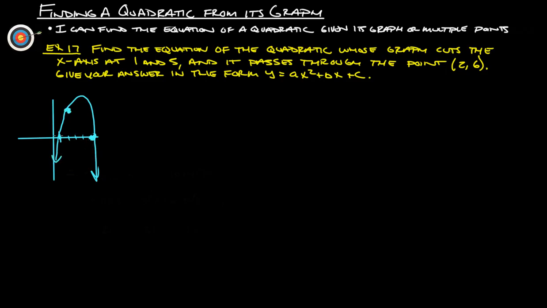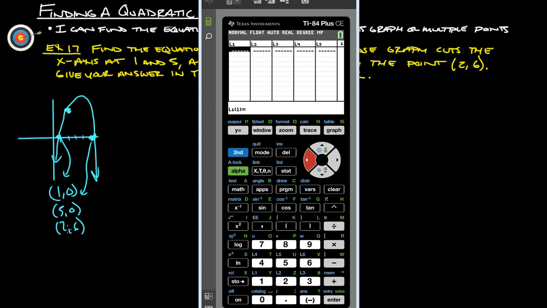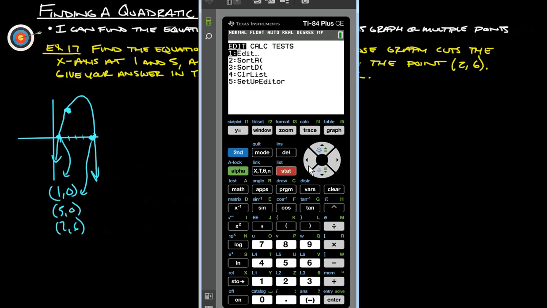So we have these points here. This point right here is at 1, 0. This point here is at 5, 0. And this point here, they tell us, is 2, 6. So we just go into our graphing calculator and enter all of our data in. We got 1, 5, and 2, so 1, enter, 5, enter, 2, enter. And then over here, we got 0, 0, and 6.